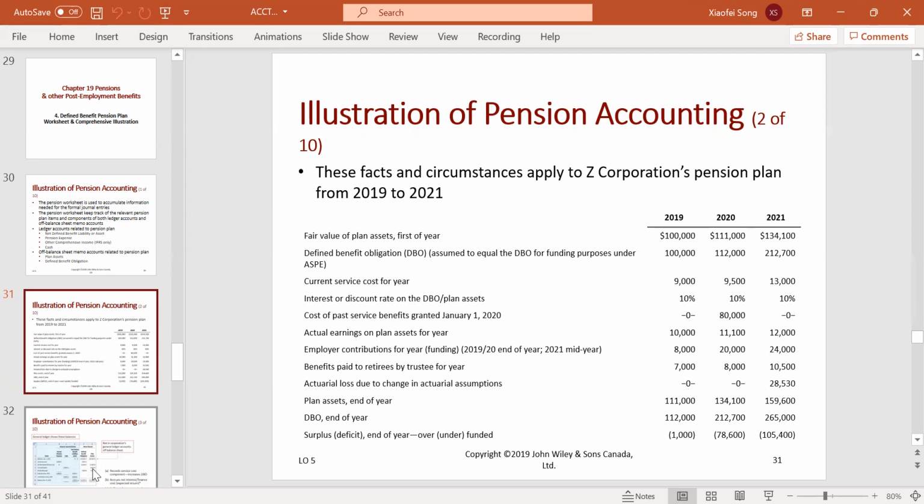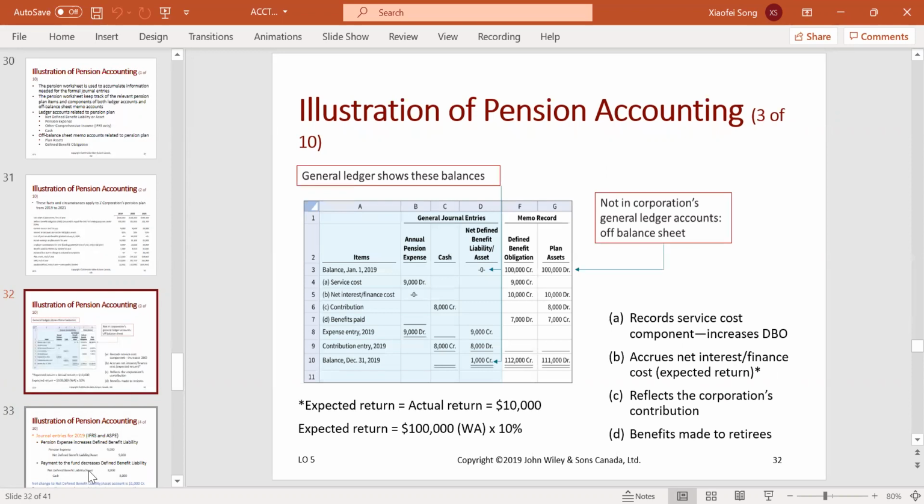Okay, so that's the first year. Now for 2019 and 2020, the first 2 years, the worksheet and the journal entries are no different between IFRS and ASPE, because there is no remeasurement gain or loss. So for the first 2 years, the same worksheet would suffice for both sets of GAAP. For the third year, we need two different worksheets, because IFRS and ASPE would have differences. Okay, so the first year is very simple.